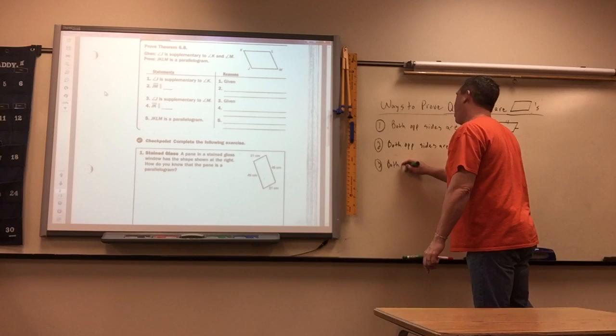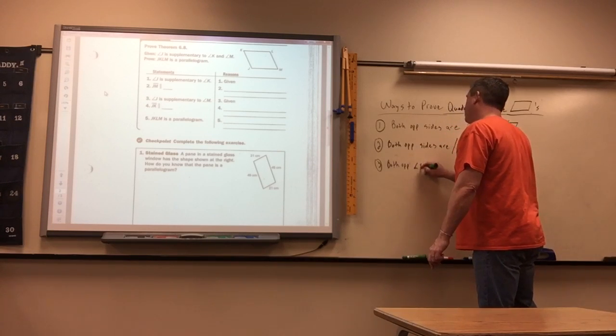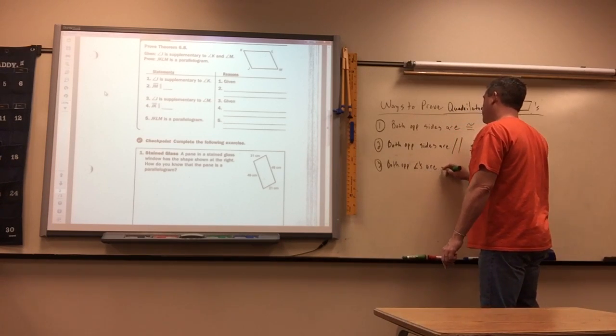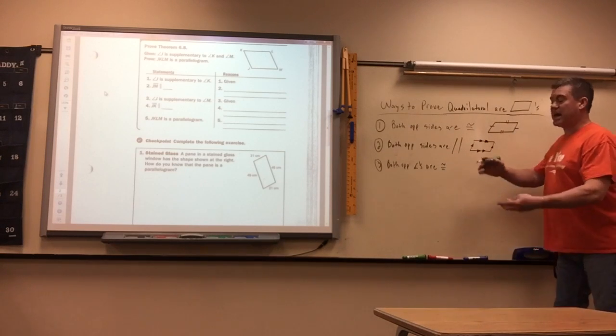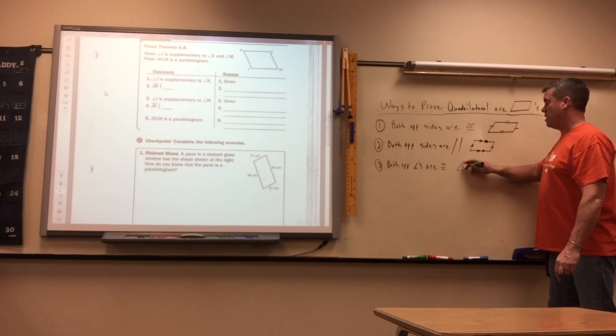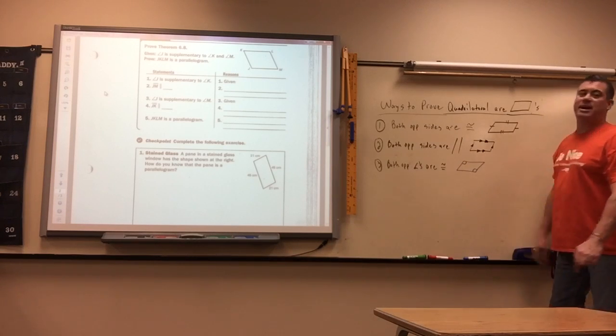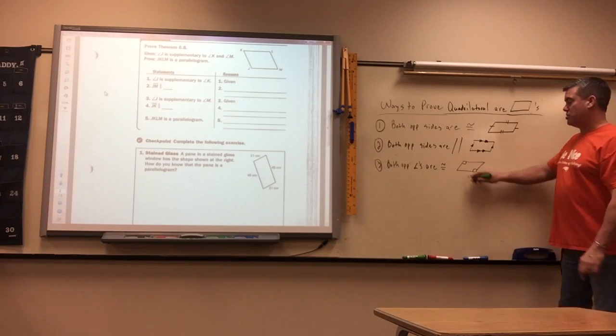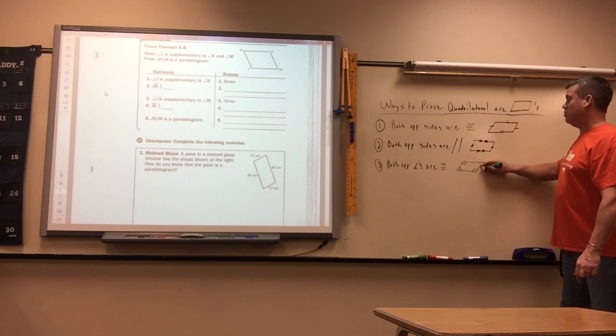Both opposite angles are congruent. And it's got to be both opposite. If you saw a picture like this, where this equals that, that's not enough. It's got to be both sets. So this would have to equal that.